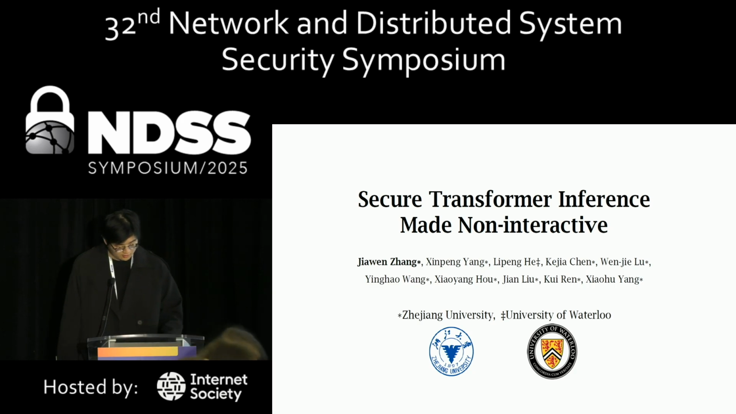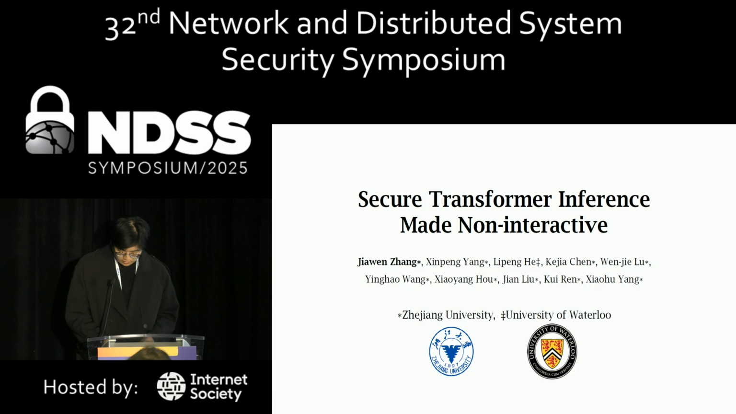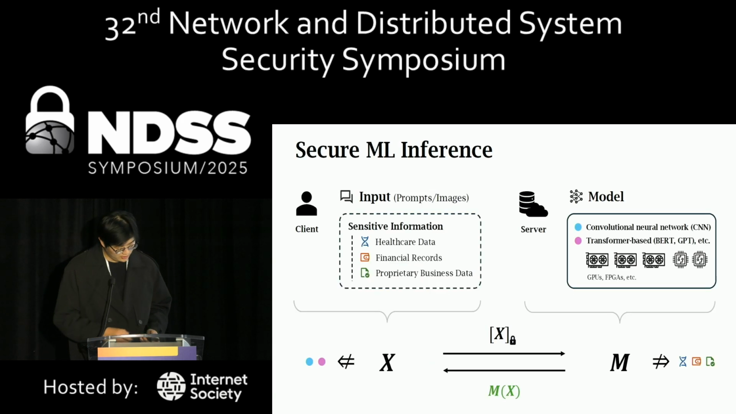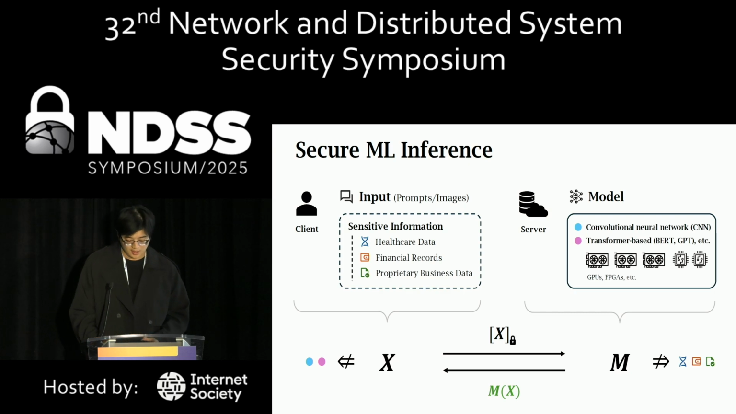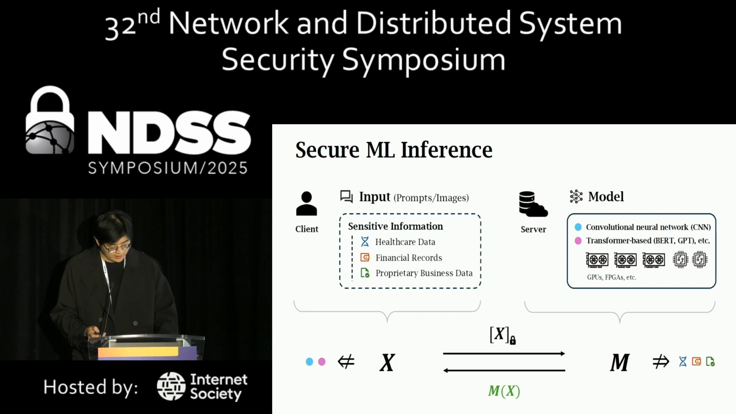So let's get started. Transformers have revolutionized artificial intelligence. They excel in a wide range of applications such as language translation, content generation, and question answering. However, these applications often involve user-sensitive data, leading to growing concerns about user privacy.